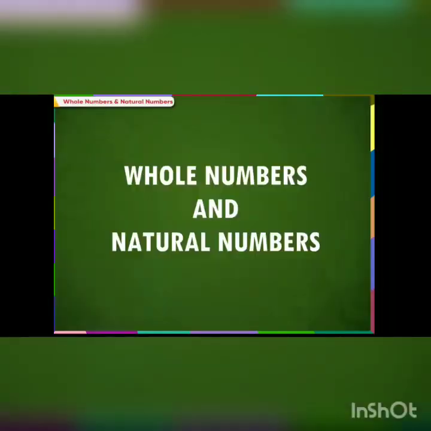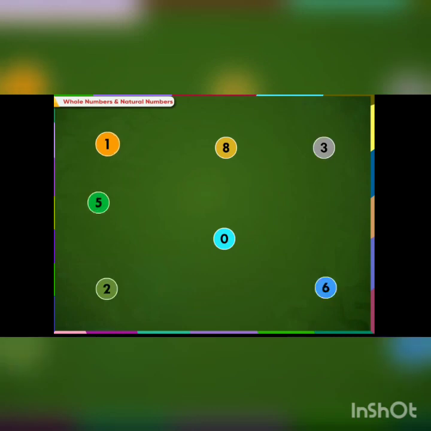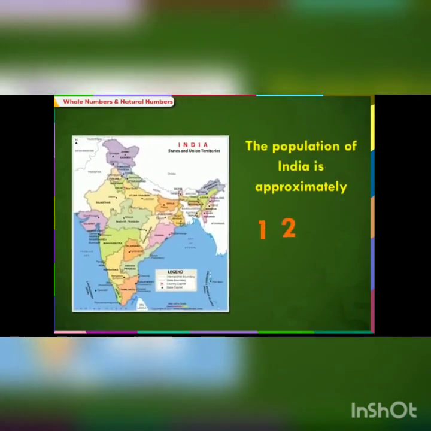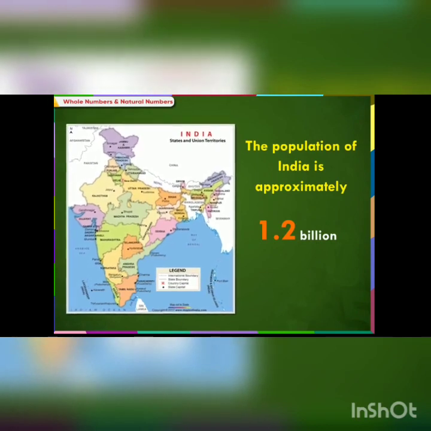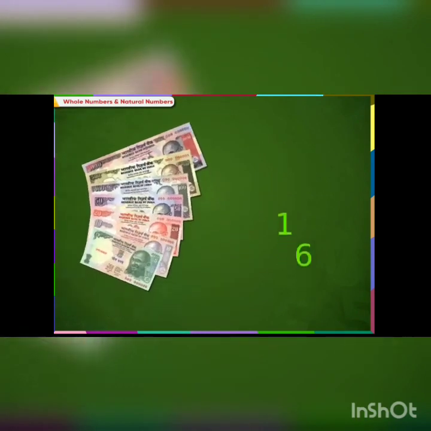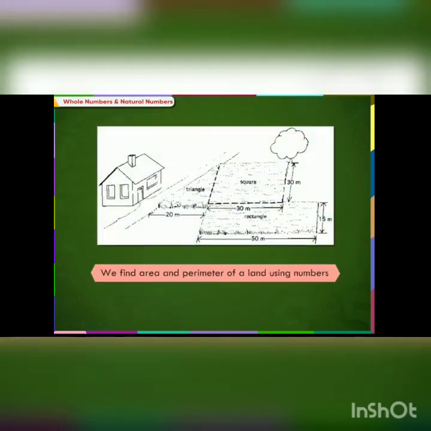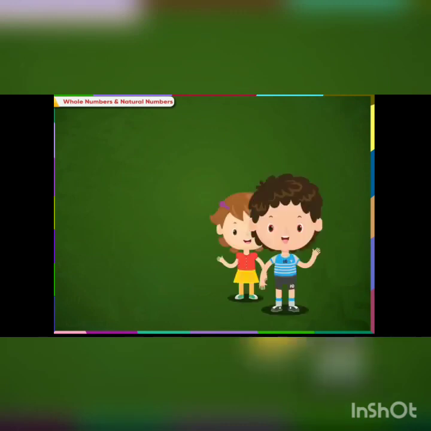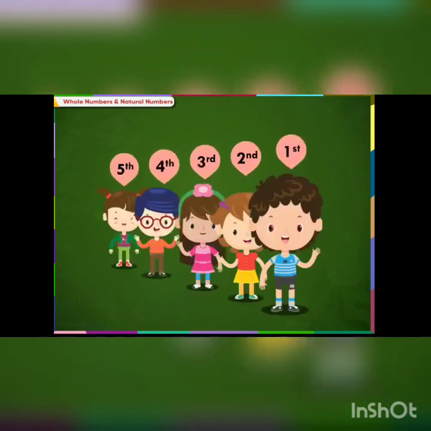Whole numbers and natural numbers. We see numbers all around us. We count the population of a country in numbers. We count money in numbers. We find the area and perimeter of a land using numbers. We even talk about the position of students standing in a queue with numbers.